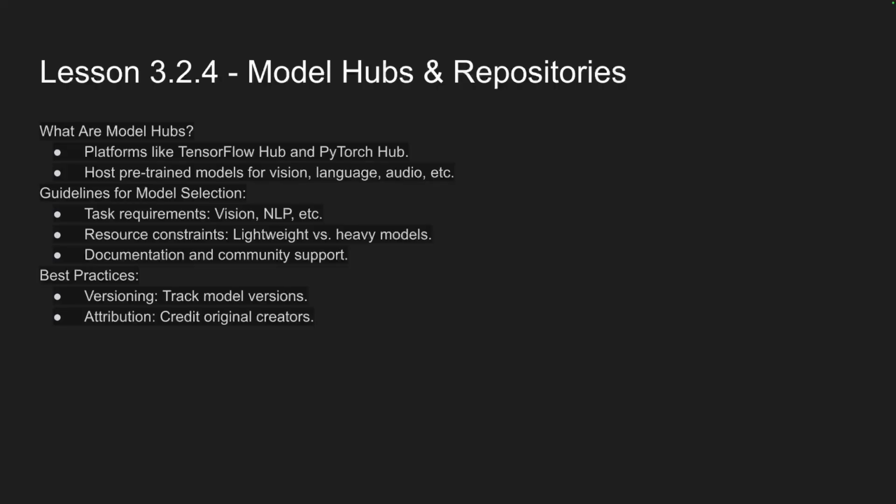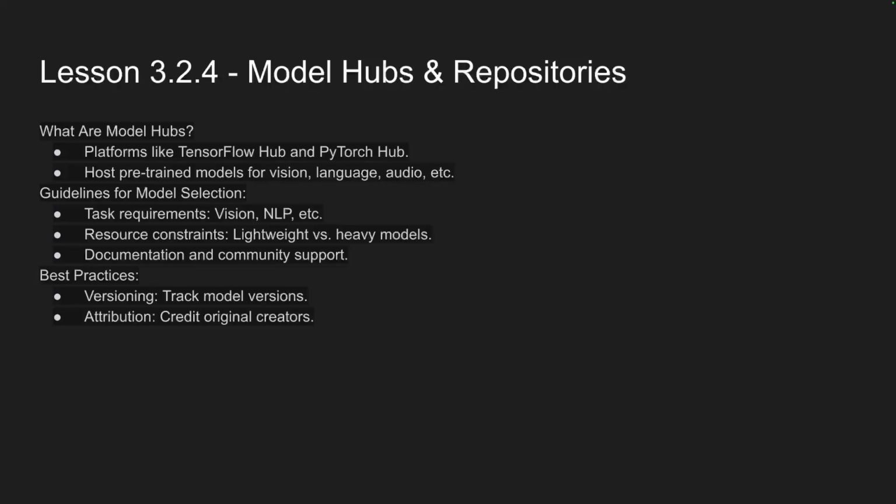Platforms like TensorFlow Hub and Torch Hub are like libraries for machine learning models. They host a wide variety of pre-trained models for vision, language, audio, and more. Whether you're looking for a model to classify images, generate text, or transcribe speech, chances are you'll find something that fits your needs. But with so many options, how do you decide?